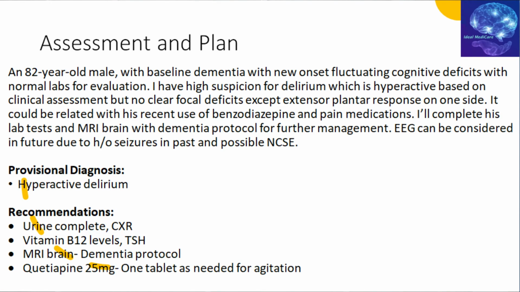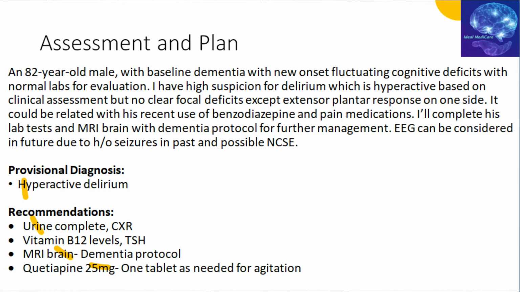So my patient we discussed early on was having baseline dementia with new onset fluctuating cognitive deficit with normal labs for evaluation, but I had high suspicion for delirium, which was hyperactive based on clinical assessment. There was no clear focal deficit except for extensor plantar response on one side. I felt that it is probably because of the recent use of benzodiazepines and pain medication. I decided to proceed with the workup for this as we discussed. So my provisional diagnosis was hyperactive delirium.